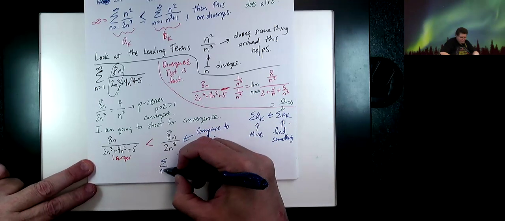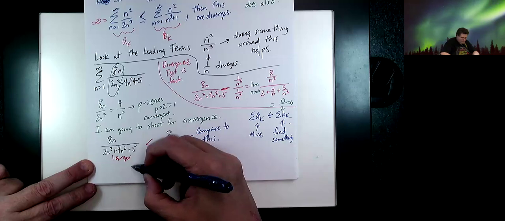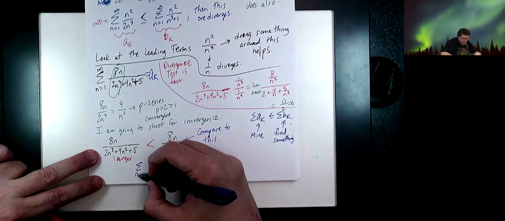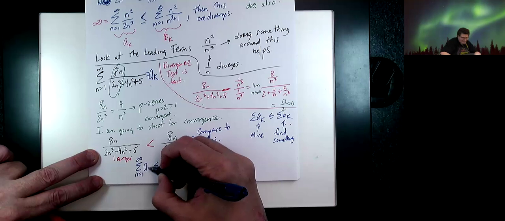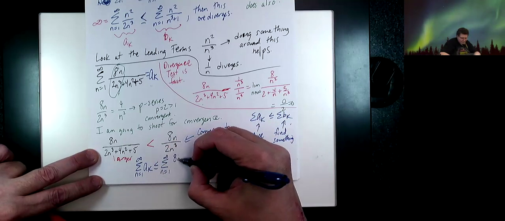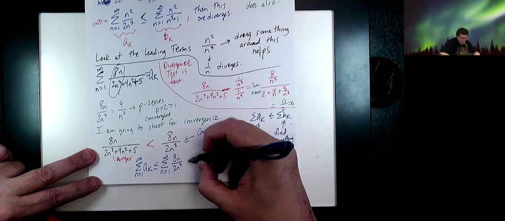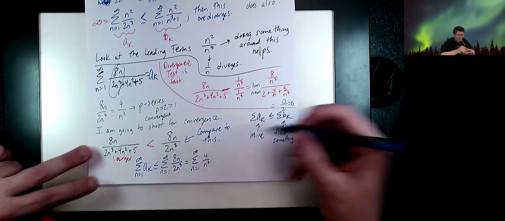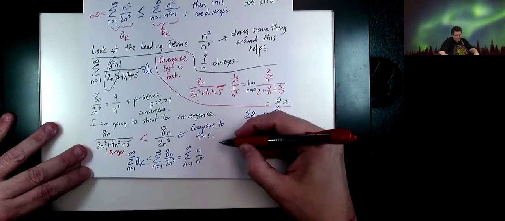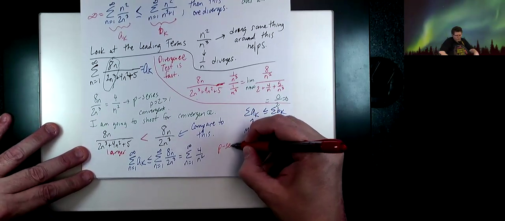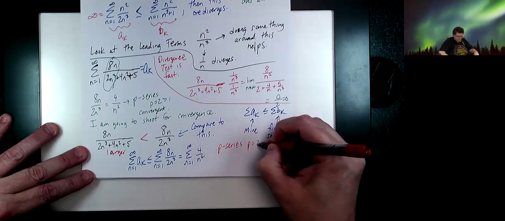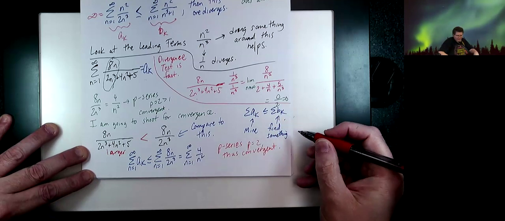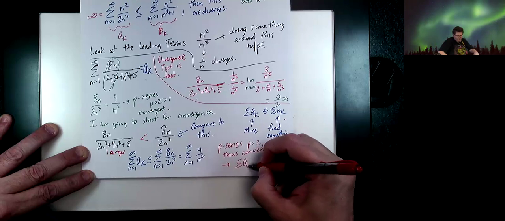So we've got n equals 1 to infinity. And we know our sum, I'm going to just call that a sub k so that I don't have to write the whole fraction. The sum from 1 to infinity of a sub k is less than 8n over 2n cubed, which is the sum of 4 over n squared, which is a p series with p equals 2, thus convergent. And that means my sum of a sub k converges also.